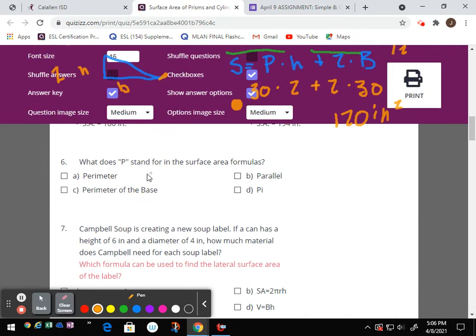So big P is not just the perimeter. P is the perimeter of the base, okay? So it's not pi. Pi is this. Parallel lines are straight lines. We're not worried about that right now. Perimeter, yes, that's close, but it's not the perimeter of the 3D object. We want the perimeter of the base. Base is the key word, okay?